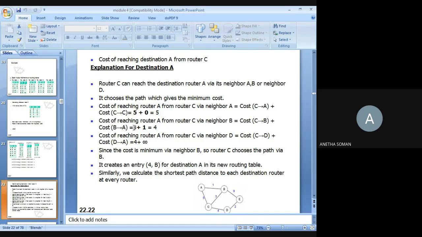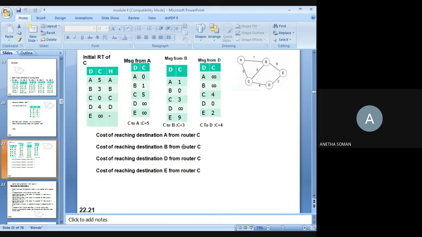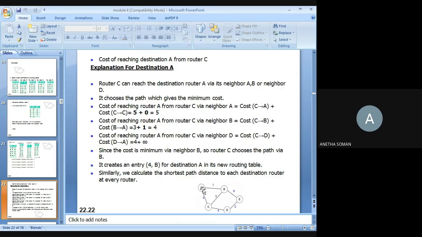Now the cost of reaching router A from router C via neighbor B. Through B, how can I reach my destination A? I have to find the cost from C to B plus the cost from B to A. My destination node is A, and I want to reach it from router C, so the possibilities are from C to B and from B to A. The cost from C to B is given as 3 here, so that 3 will be added. Now B to A is equal to 1. So 3 plus 1 will be equal to 4.